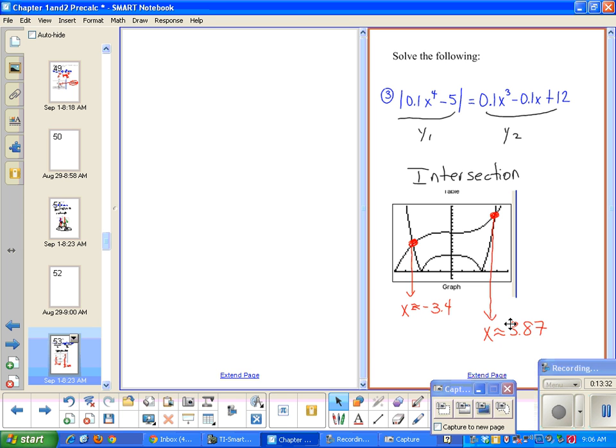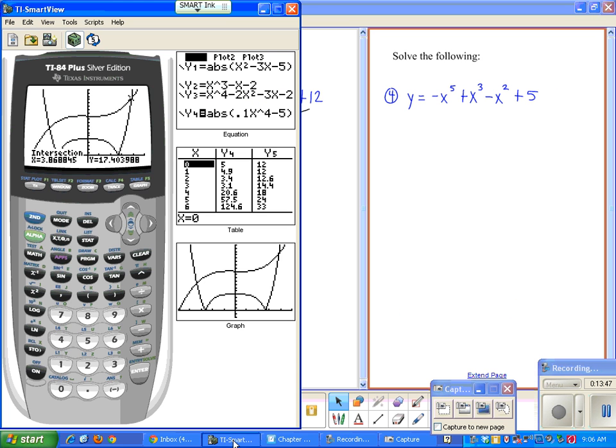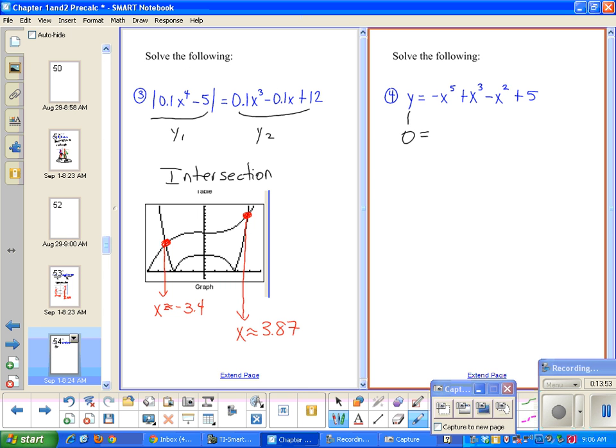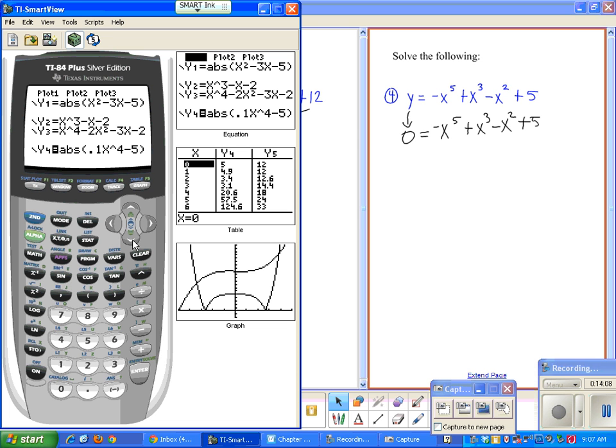All right, so now we've done intersection and x-intercept methods both. Now it's just going to be a little more practice on each of those. Okay, here we go. This one, you've got a y equal to a polynomial function, so we are just going to change that y to 0, and -x to the 5th plus x cubed minus x squared plus 5. And now we want to graph that. We only have to graph one equation this time because we are going to be using the x-intercept method. There's just one equation and we want to set that equal to 0.